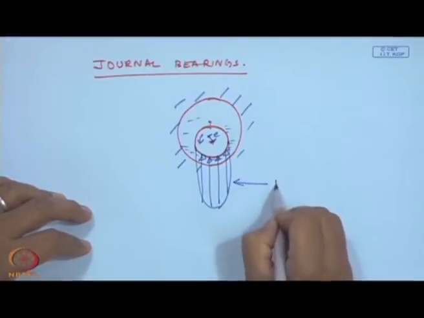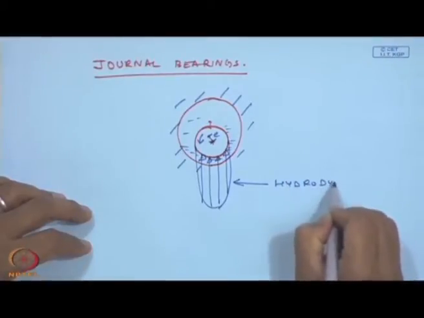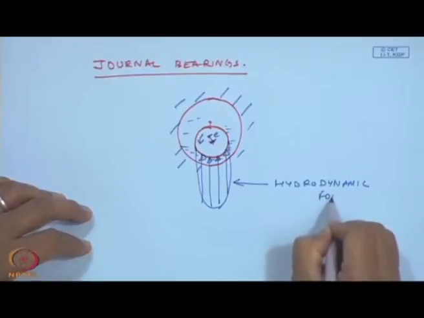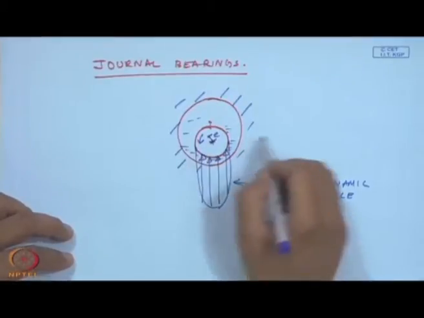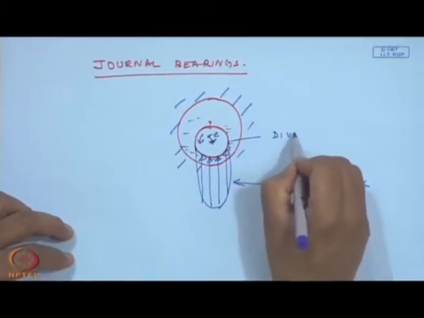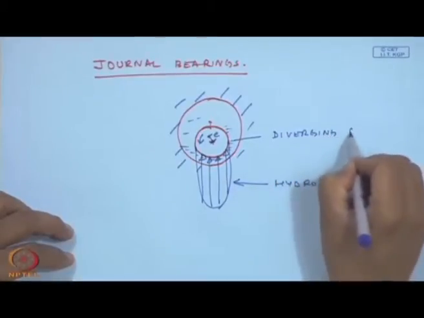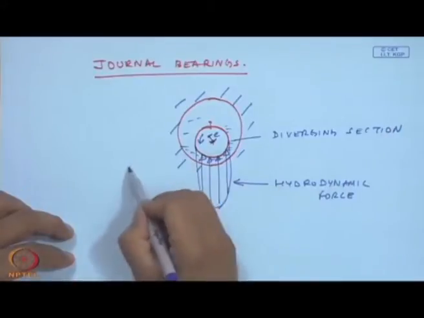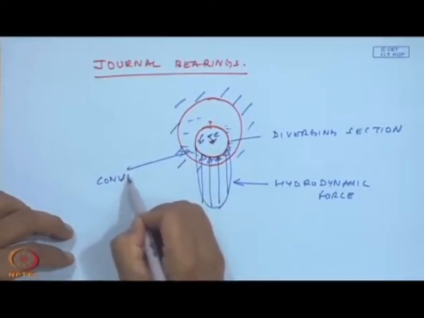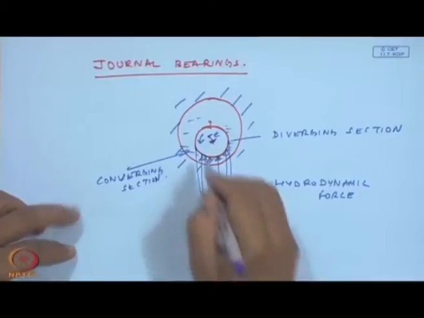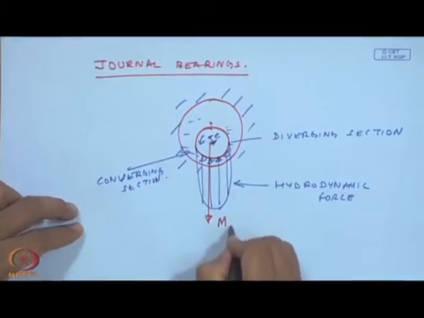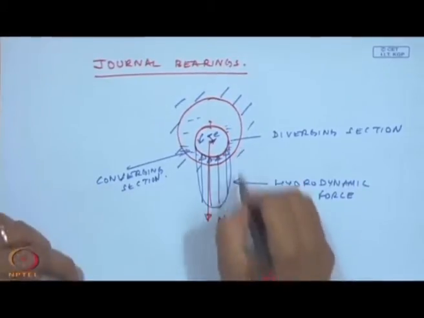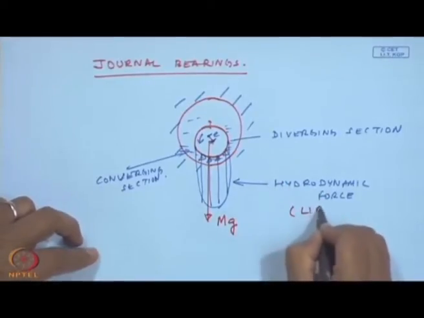This hydrodynamic force, which happens because of the converging section and the fluid's viscosity, supports the load of the shaft, the load which is coming, mg, and can be supported by the bearing forces, because this will give a lift force.